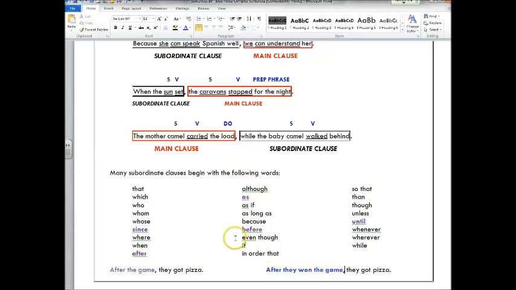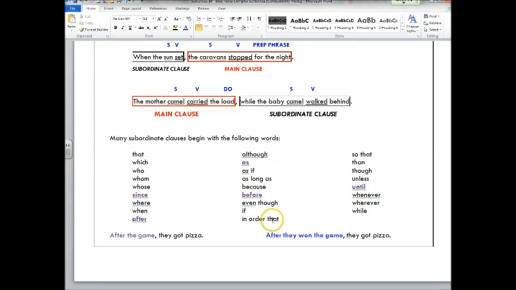In order that, provided that, so that, all of those are conjunctions beginning subordinate clauses. Some of these can also be prepositions. Since, after, as, before, until can be prepositions and part of a prepositional phrase. So it's important to be able to understand the difference between when it's a preposition and when it's a conjunction and you have a subordinate clause.